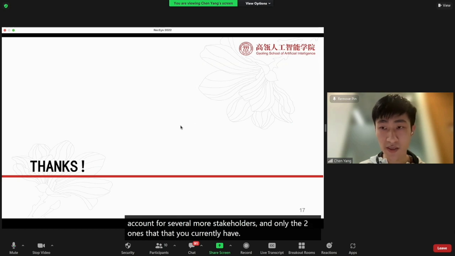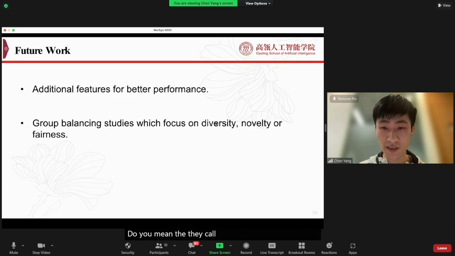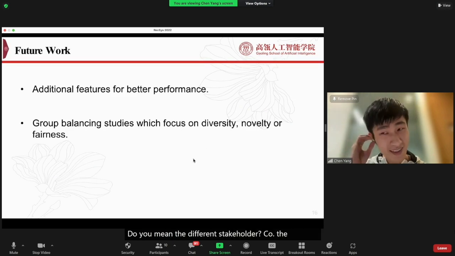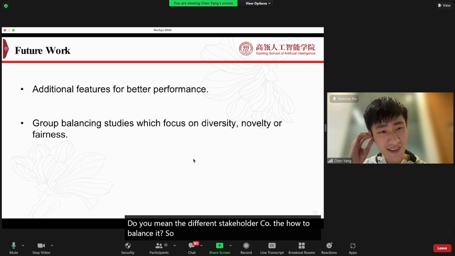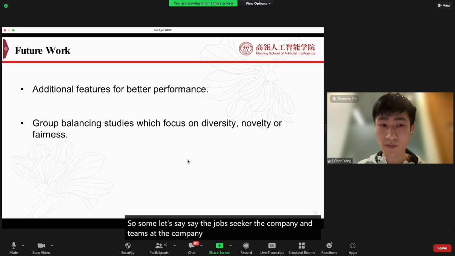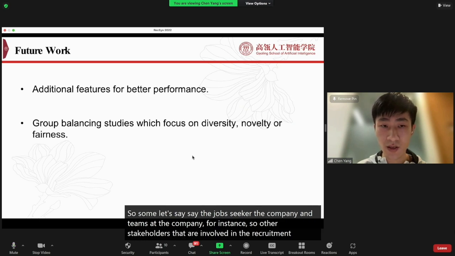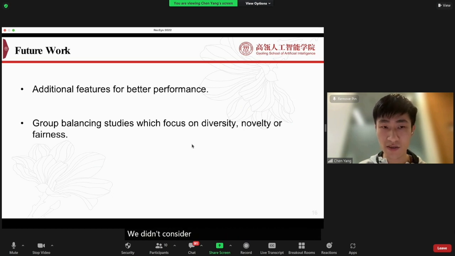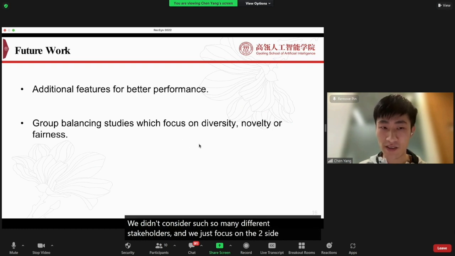Do you mean the different stakeholders, how to balance them? So, let's say, the job seeker, the company, and teams at the company, for instance. So other stakeholders that are involved in the recruitment. In this paper, we didn't consider so many different stakeholders, and we just focused on the two sides of this scenario.